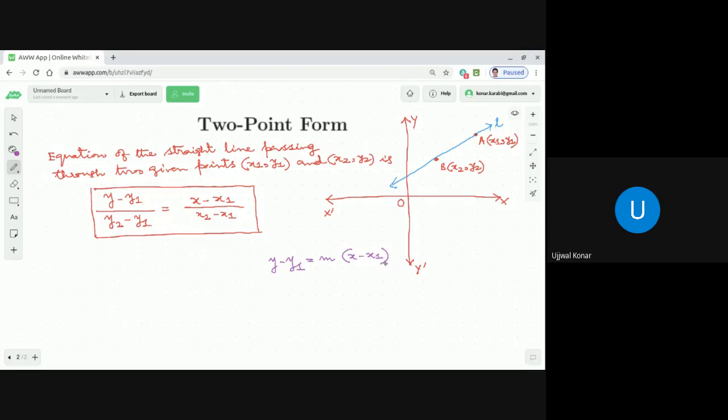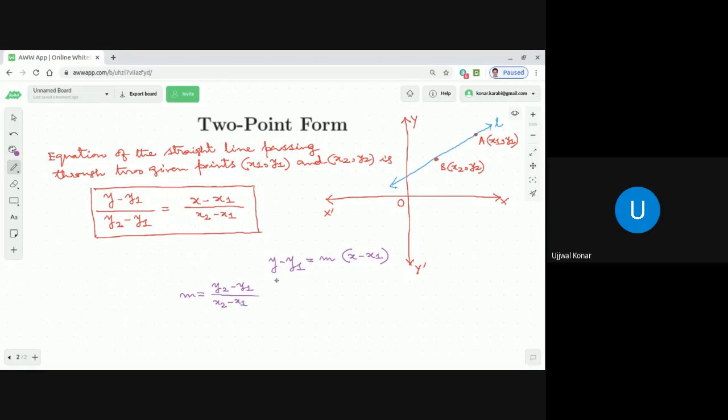Correct now? That is the point slope form. Now, when 2 points are given, we can find the slope of that straight line passing through those 2 points. Correct or not? What is that m? M is nothing but the difference of their y coordinates, that is y2 minus y1, divided by the difference of their x coordinates taken in the same order. That means it should be x2 minus x1.